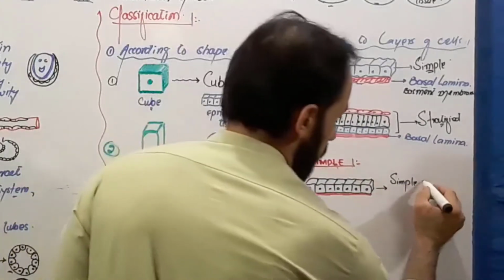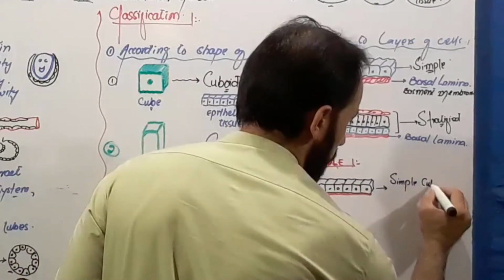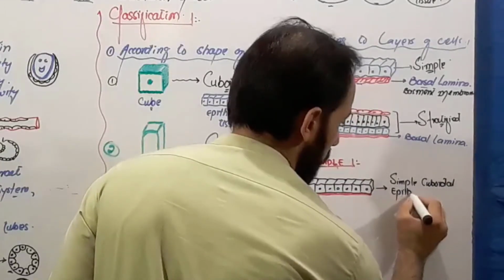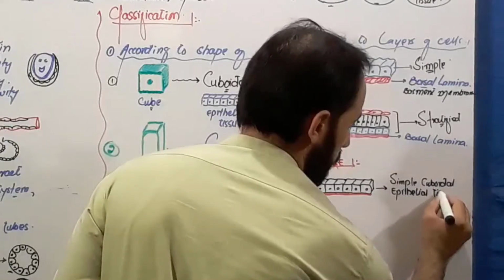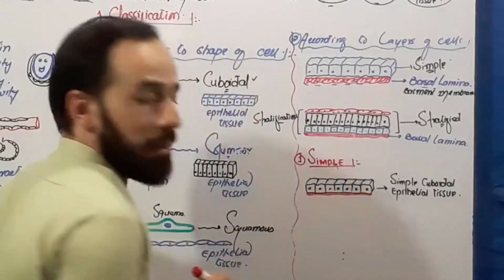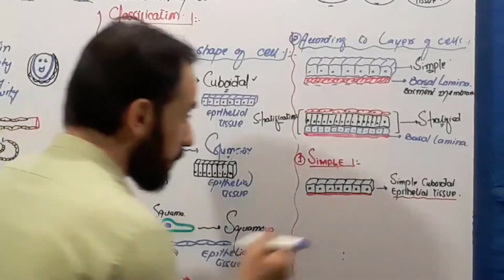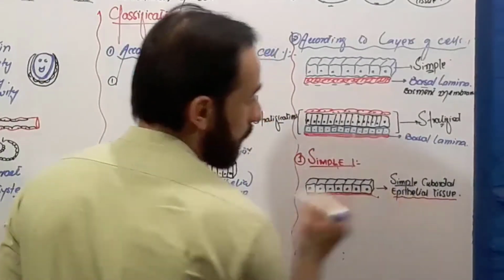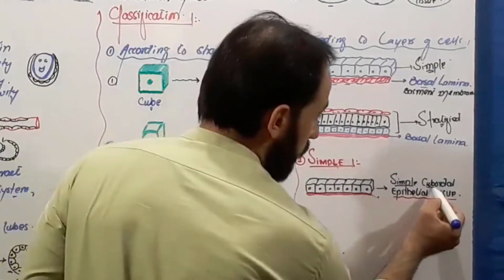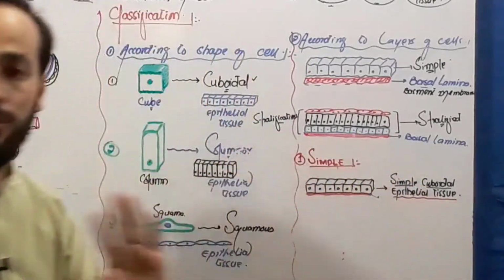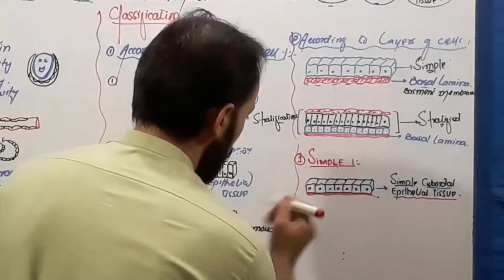Right. One layer. What is the shape of the cell? Cuboidal. Epithelial tissue. That's great. You understand now. Look, we know that the cells are closely packed to each other, so this must be epithelial tissue. Then my friends, there is only one layer above the basement membrane, so we call it simple. And what is the shape of the cell? Cuboidal. So that's why we call it simple cuboidal epithelial tissue. Done.